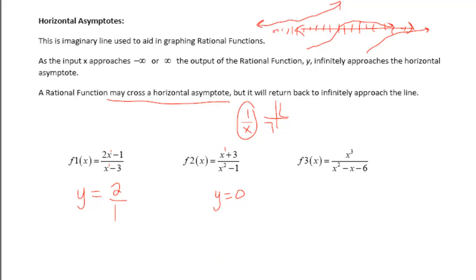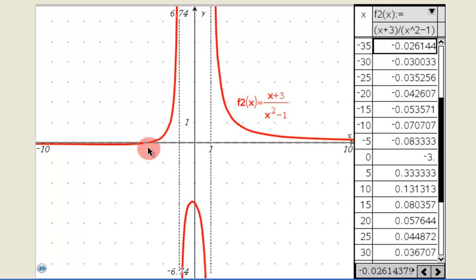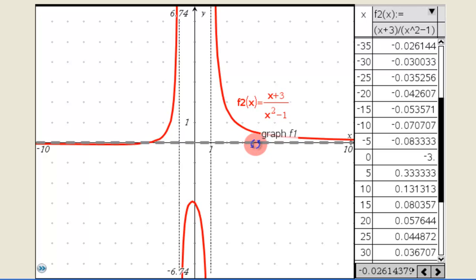So let's look at that graph. Here's the graph. You'll notice that there is a horizontal asymptote right here at y equals 0. It's right there, that dotted line. It's not part of the graph, but I put it in there just to show you how to graph it.